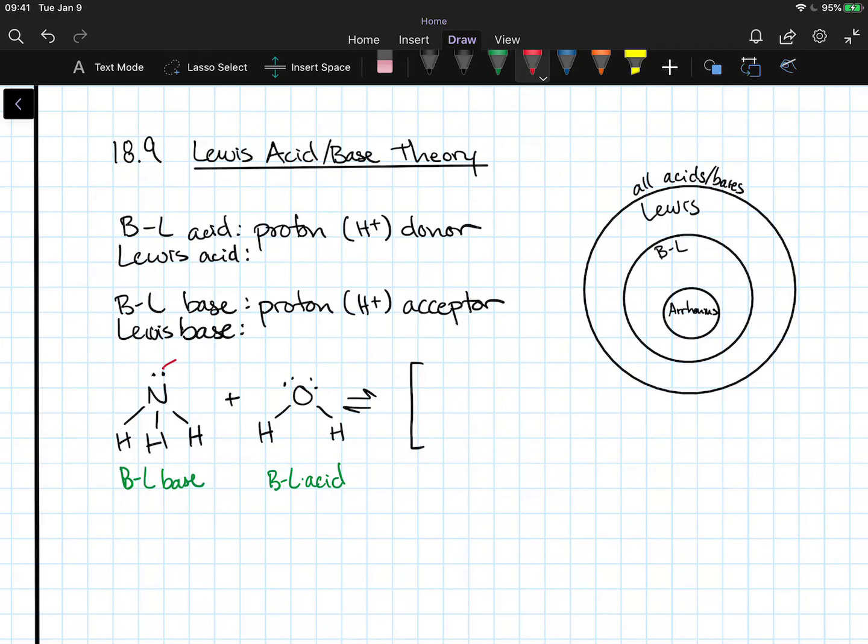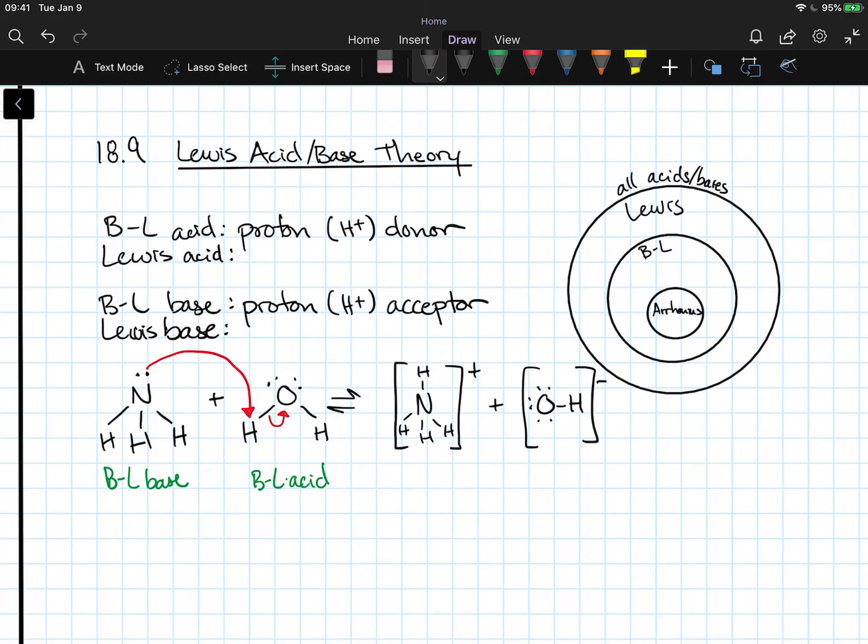The way we denote that is that this lone pair goes out and grabs onto that proton. That pair of electrons goes back onto oxygen, and we end up with NH4 ammonium with a positive charge and hydroxide with a negative charge. So in the Bronsted-Lowry case, the Bronsted-Lowry base is accepting the proton from water, and the water is donating a proton, so that makes it the acid. A Lewis acid is defined as a lone pair acceptor.